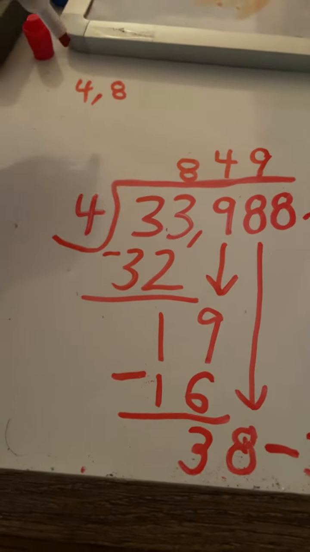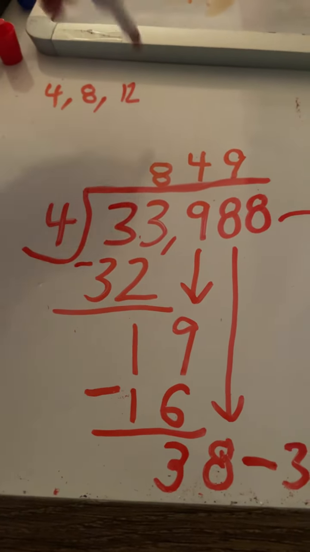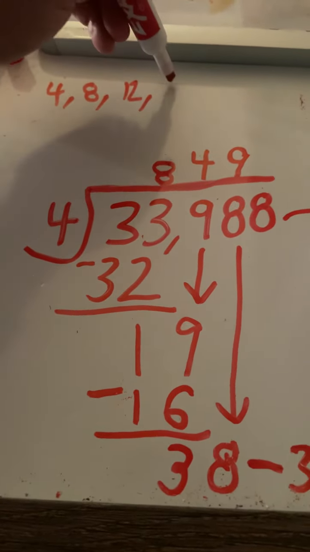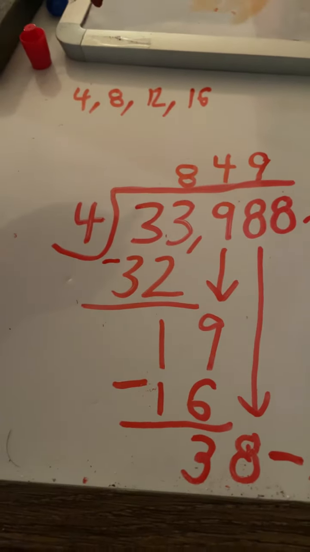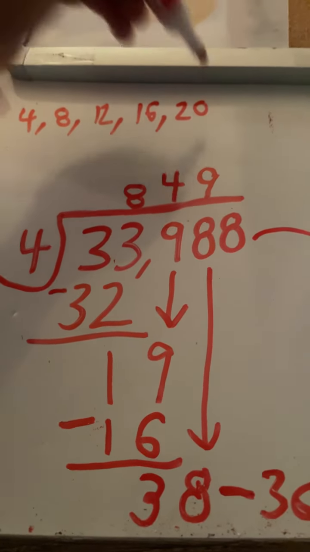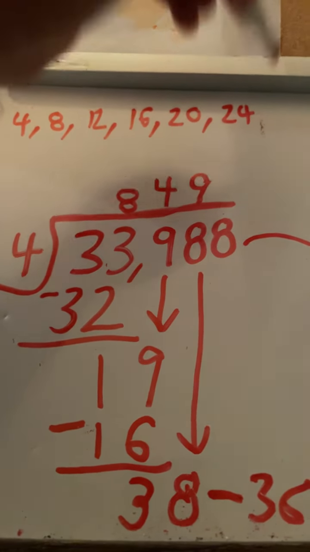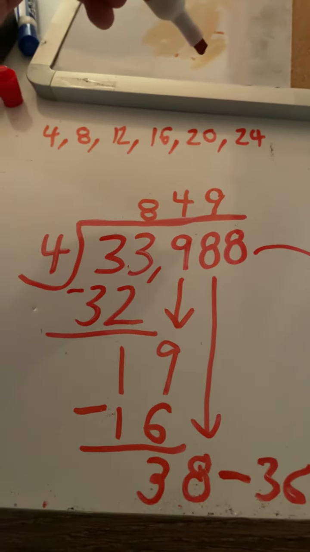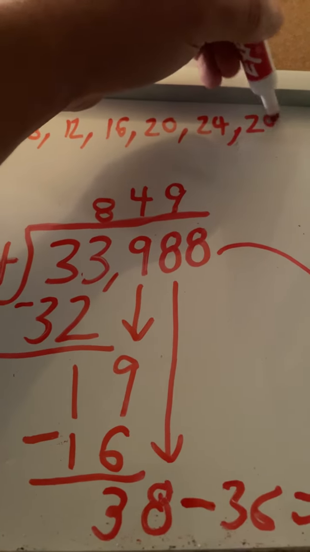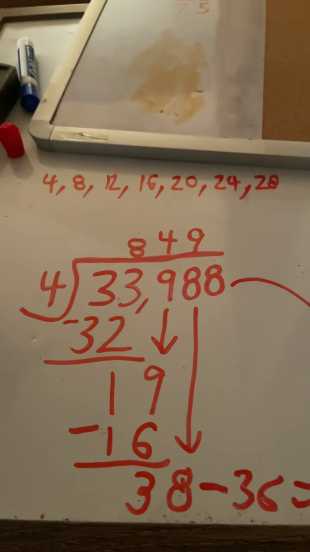8, I'm now at 2 groups of 4. 12, now I'm at 3 groups of 4. 16, now I'm at 4 groups of 4. 20, now I'm at 5 groups of 4. 24, now I'm at 6 groups of 4. 28, now I am at 7 groups of 4.